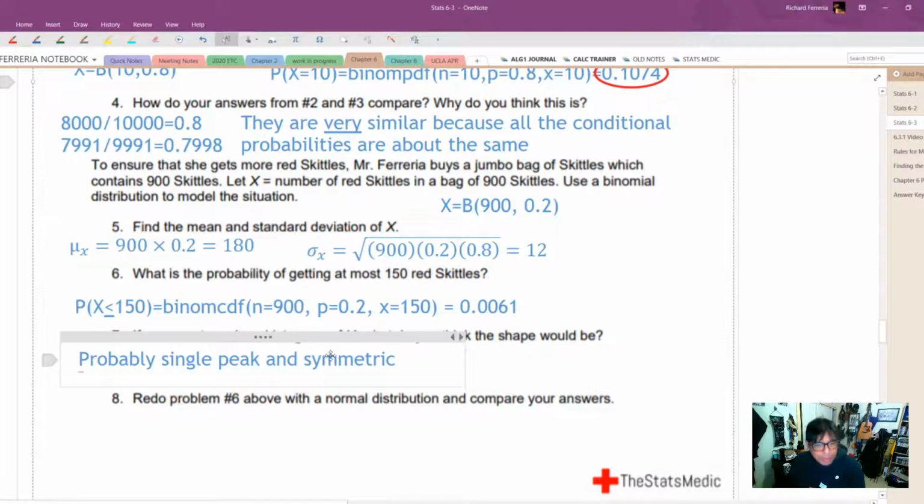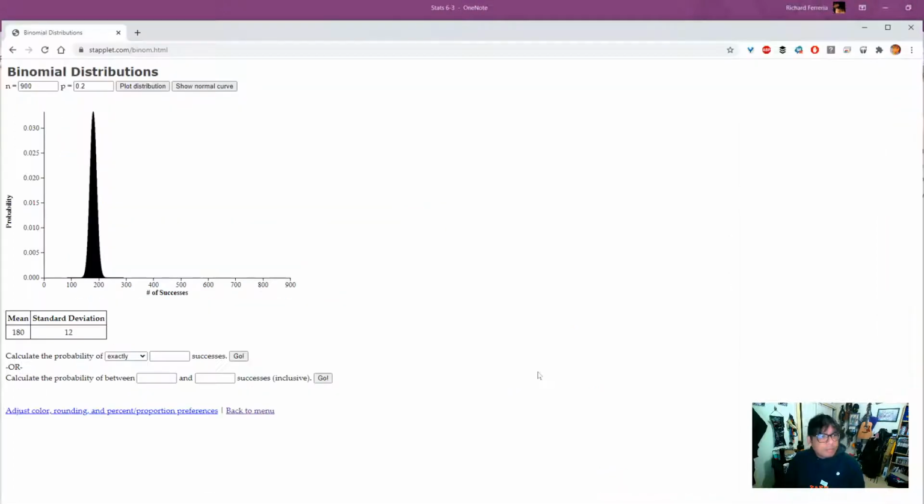Since 900 is a really big number, our TI-84 can't actually handle that. But what can handle this is Staplet. And in Staplet, as we can see, look at where the peak is. It is at 180, and it is sufficiently far away from the y-axis that it is not cut off. And it's sufficiently far away from 900 that it's not cut off. So this is a lot different than, say, if we had made this 10.